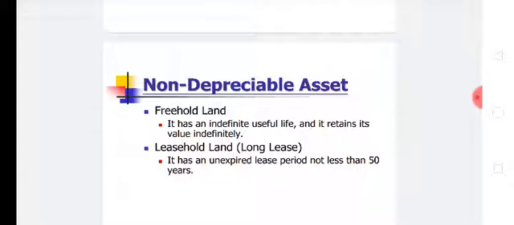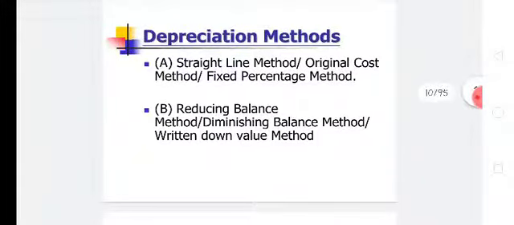But a lease means you have to lease a building for more than 50 years but less than 99 years. So if you want to acquire a property on a rental basis for more than 50 years, that kind of asset is known as leasehold land. It has an unexpired period of not less than 50 years. Clear? So that is depreciable and non-depreciable assets.